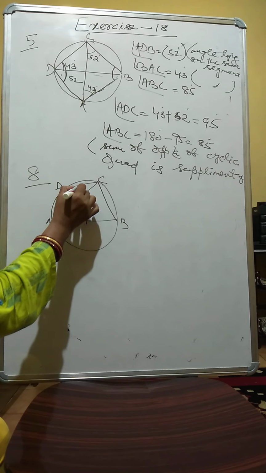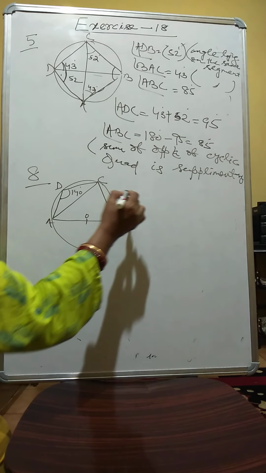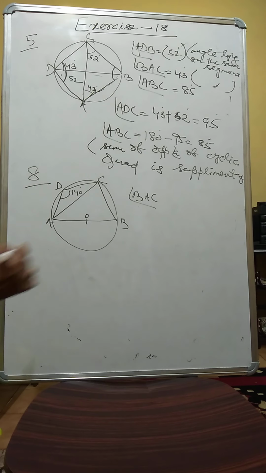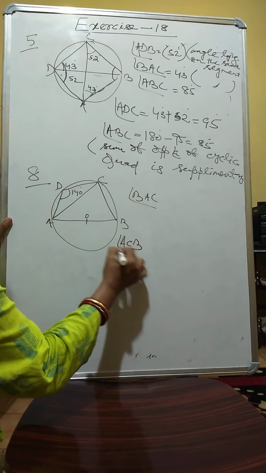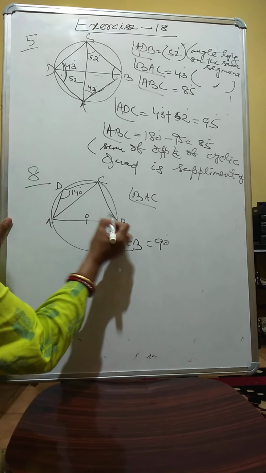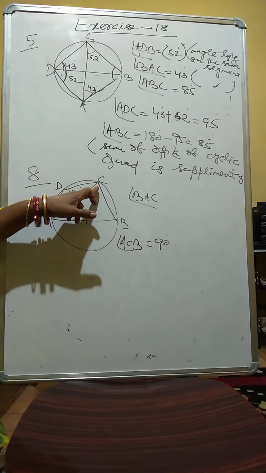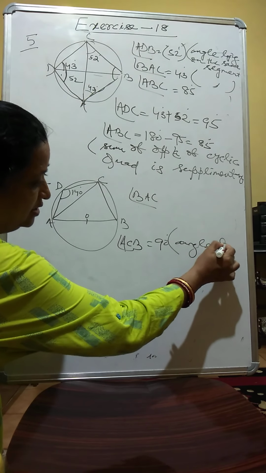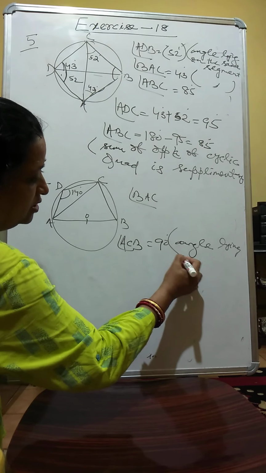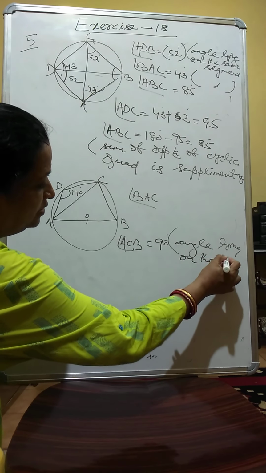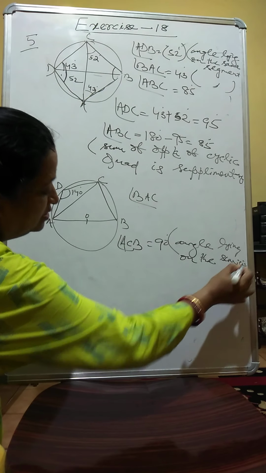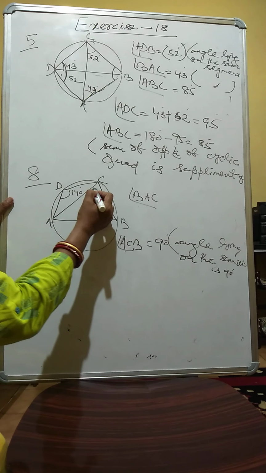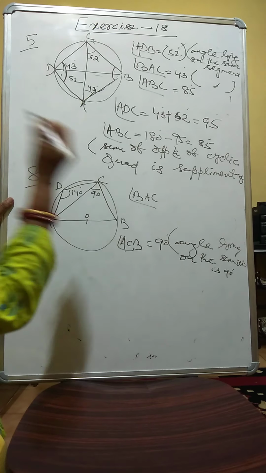This angle is 140. We have to find out BAC. Now, children, can I write ACB angle is 90 degree because this is a diameter. On the diameter, this angle is lying. Hence, you will write: angle lying on the semicircle is 90 degree. Okay. Now you got this is 90 degree.